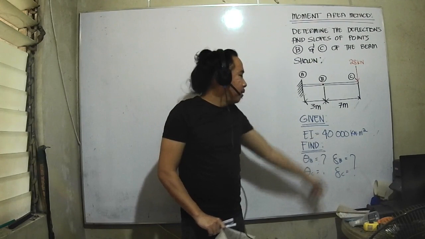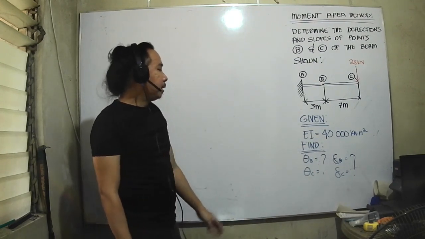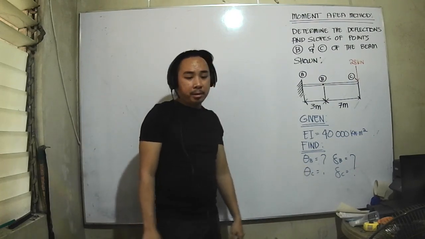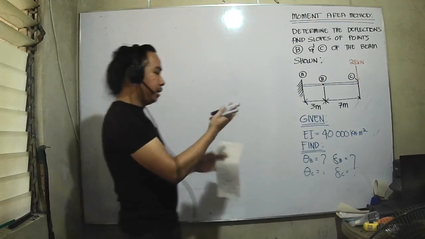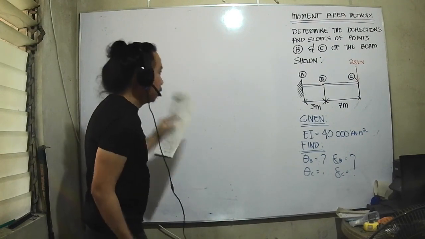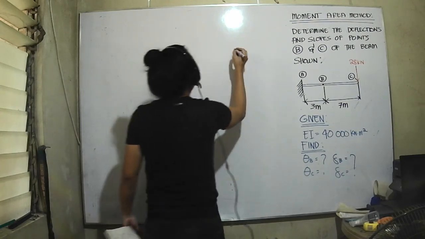EI is 40,000 kN times meter squared. Okay? We're tasked to find slope B and slope C, and the deflections of B and C as well, okay? Due to the 28 kN load. Now, first we go to the problem solving process.